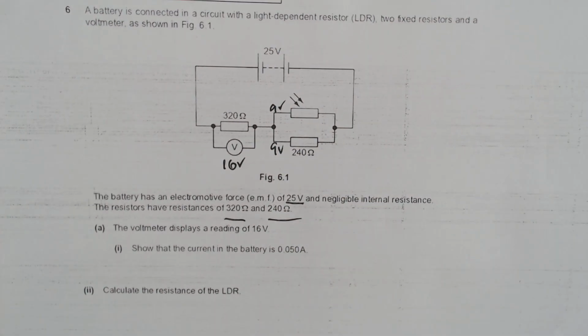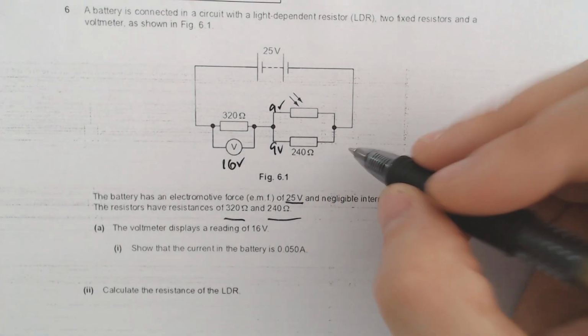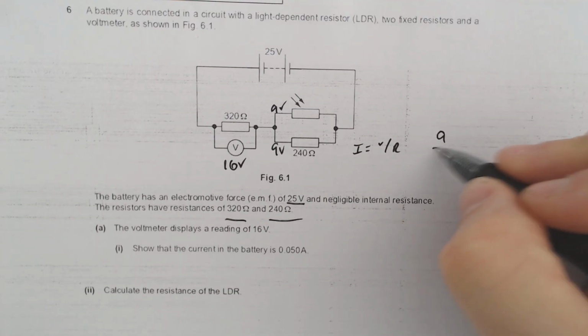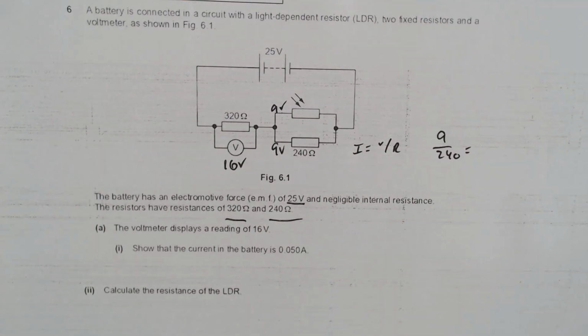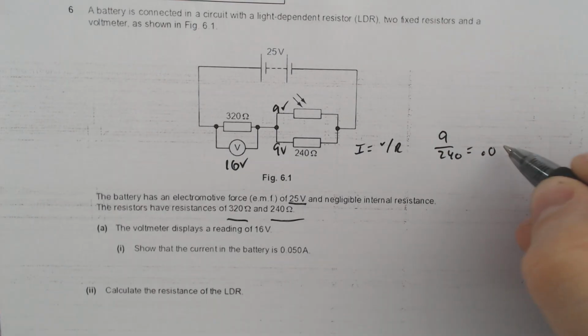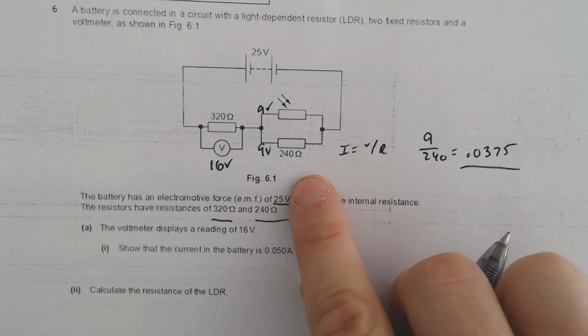9 volts because 9 and 16 make 25. And because these are in parallel, they get the same voltage. We can use that 9 volts to figure out the current going through the bottom resistor. You can use I is equal to V over R, Ohm's law. 9 divided by 240 is 0.0375. 0.0375 is the current going through that bottom section.